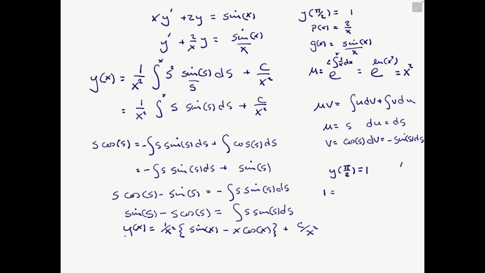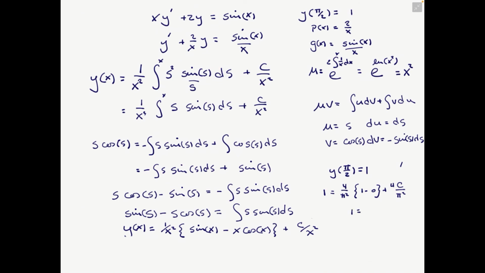1 equals, now this is 1 on pi on 2, that's squared, so we have 4 on pi squared times 1 minus 0, because cos of pi on 2 is 0, plus c on pi squared on 4, so that 4 goes up there. I think we had it right.